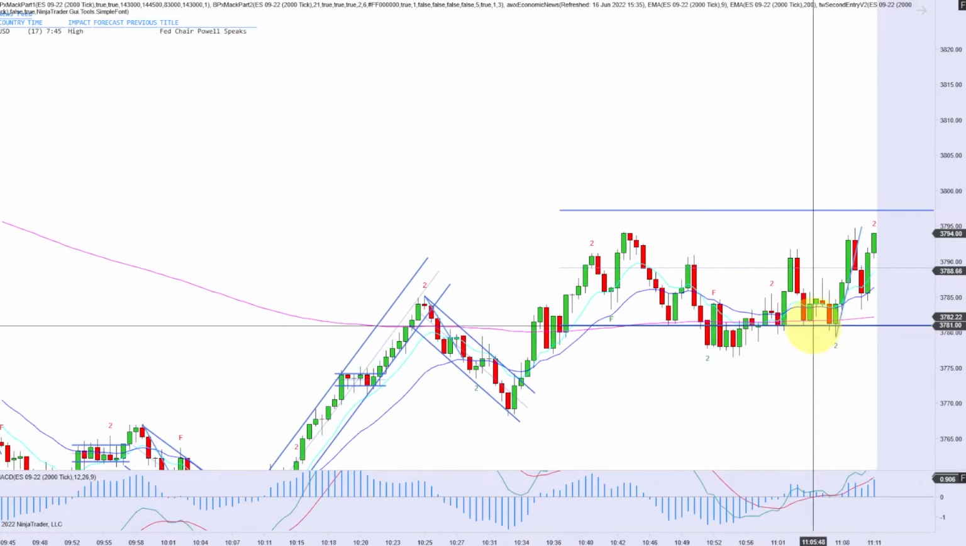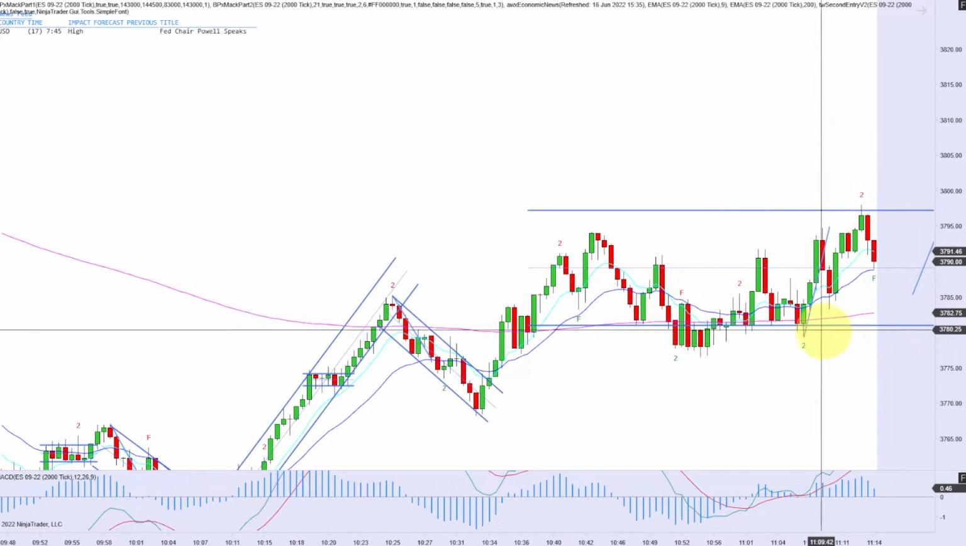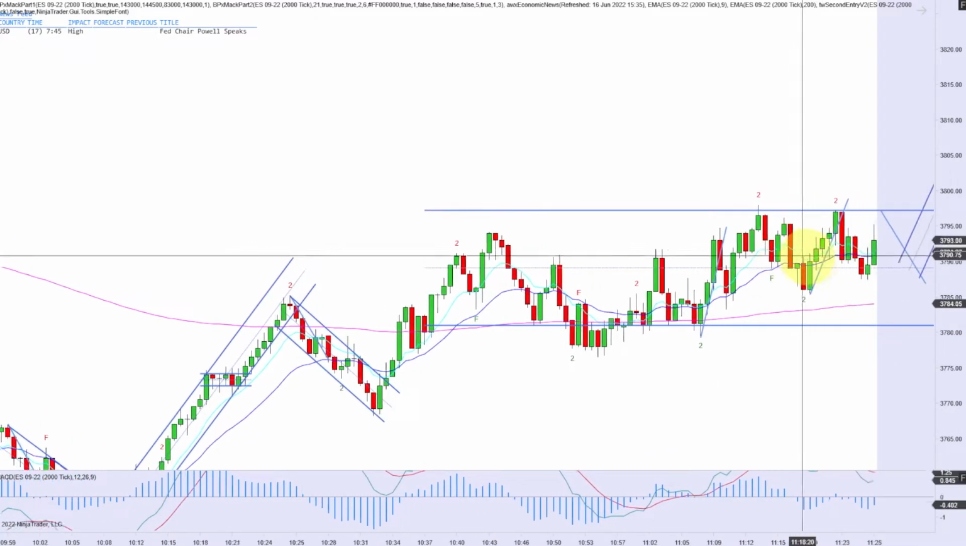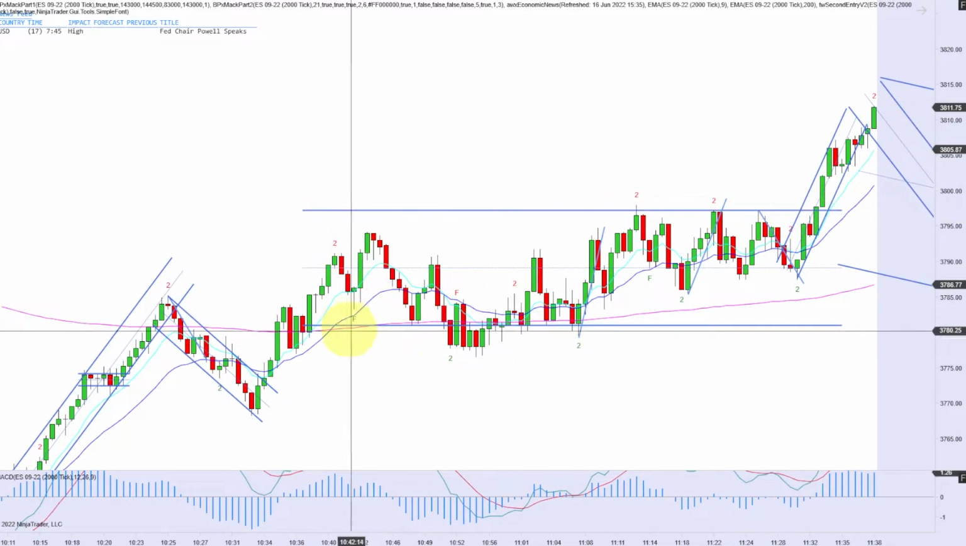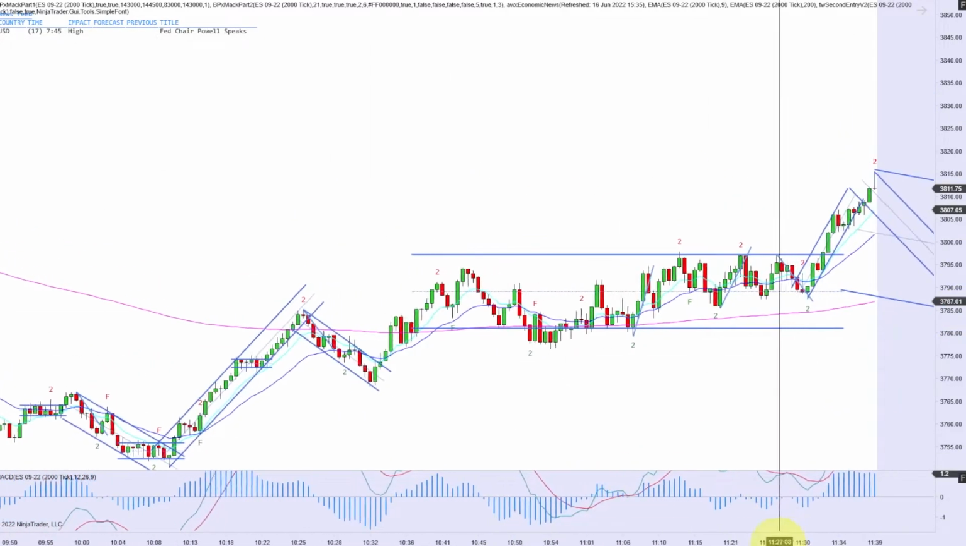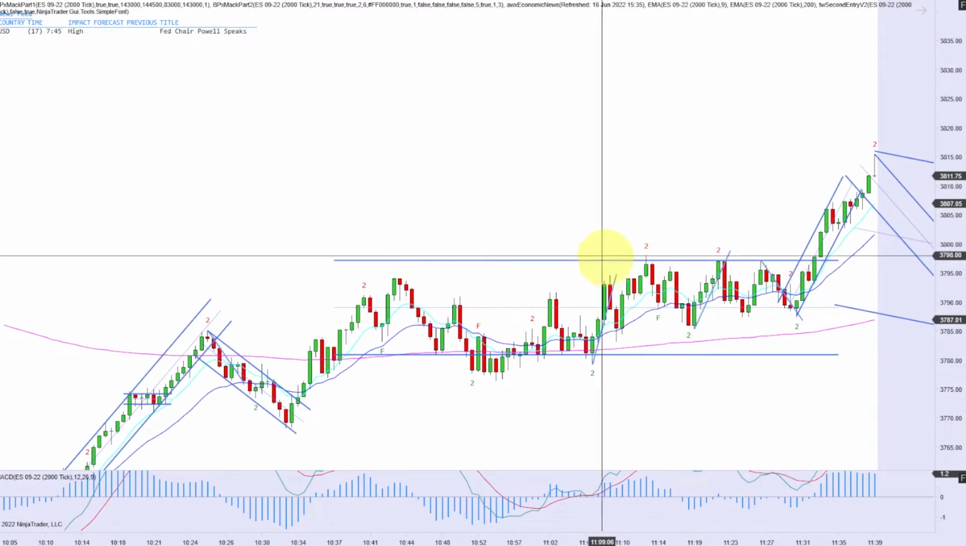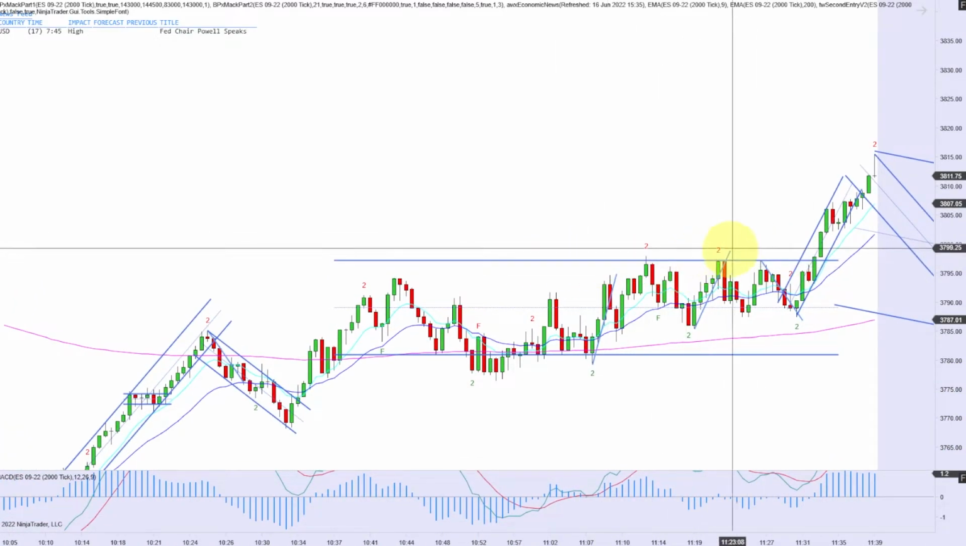And eventually the bears give up trying to push the market lower, and then they start to push higher until eventually they just continue moving up. That's the way resistance levels and support levels work. Now, it is worth noting that previous resistance levels can act as support levels.